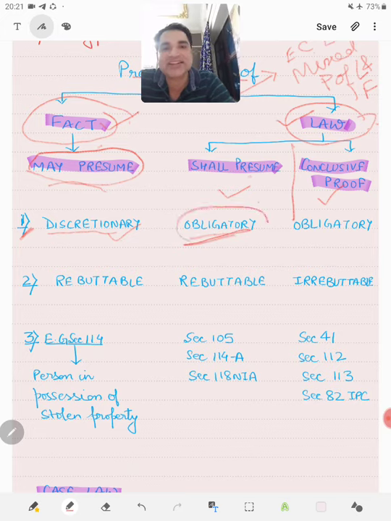It is obligatory for the court to take it to be proved unless it is disproved, in case of shall presume. Similarly, wherever there is conclusive proof, there is no discretion on the court. It is obligatory for the court to take that matter to be proved, and in this case it won't even allow any evidence to disprove it.